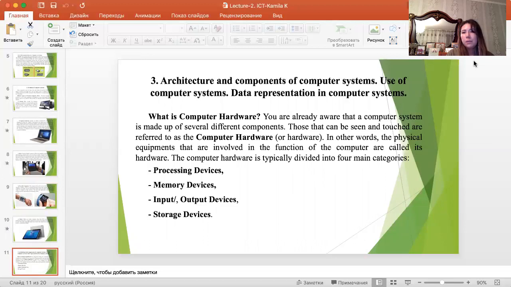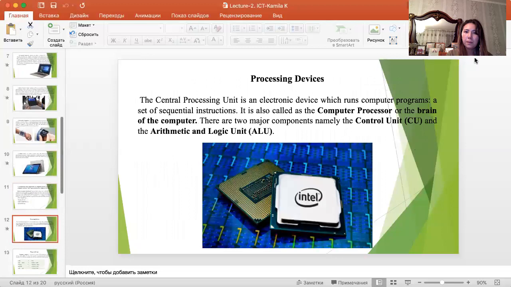These components that can be seen and touched are referred to as computer hardware. In other words, the physical equipment involved in the function of a computer is called its hardware. The computer hardware is typically divided into four main categories: processing devices, memory devices, input-output devices, and storage devices.